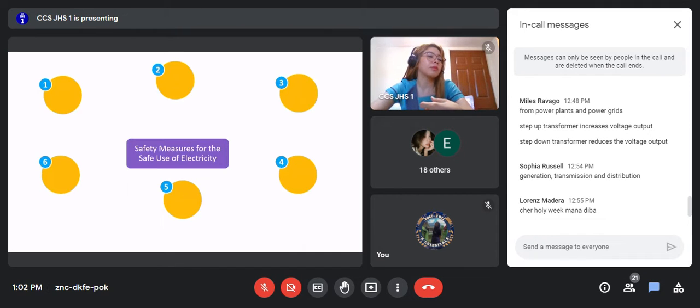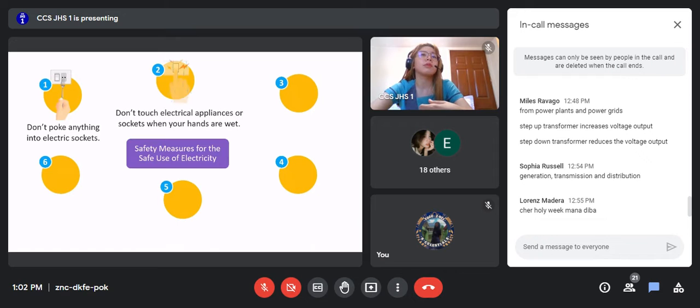There are several ways to prevent electric shocks and short-circuiting. Here are some of the safety measures we can take. 1. Don't poke anything into electric sockets. 2. Don't touch electrical appliances or sockets when your hands are wet. Water can conduct electricity. 3. Don't use appliances with damaged or exposed wires.